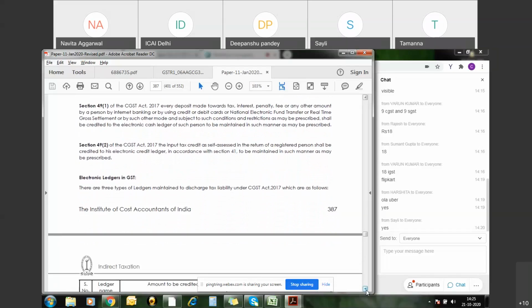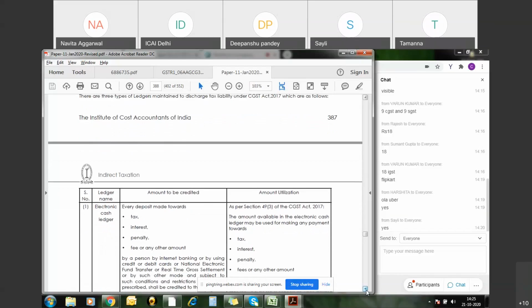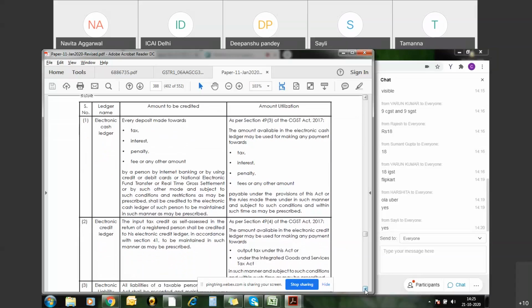Again, the note is defining what amount is credited in the stated ledgers and how that amount is being utilized. The amount credited under the electronic cash ledger is towards tax, interest, penalty or fee, or any other demand. Whatever cash is credited is utilized towards the payment of tax, interest, penalty or fees, or any other amount that is liable to be paid under the GST Act.